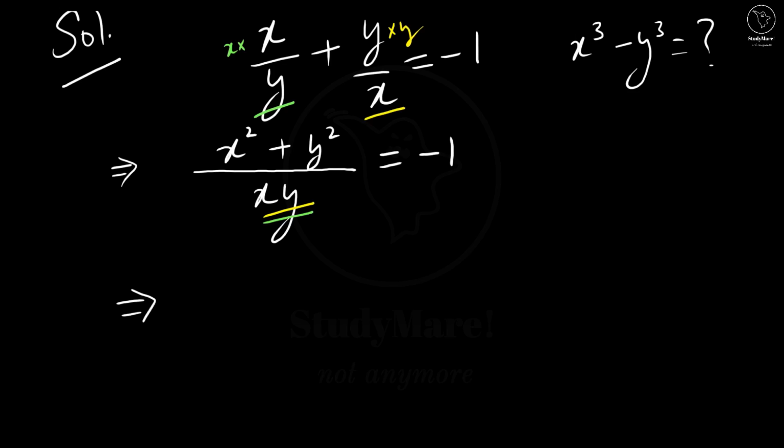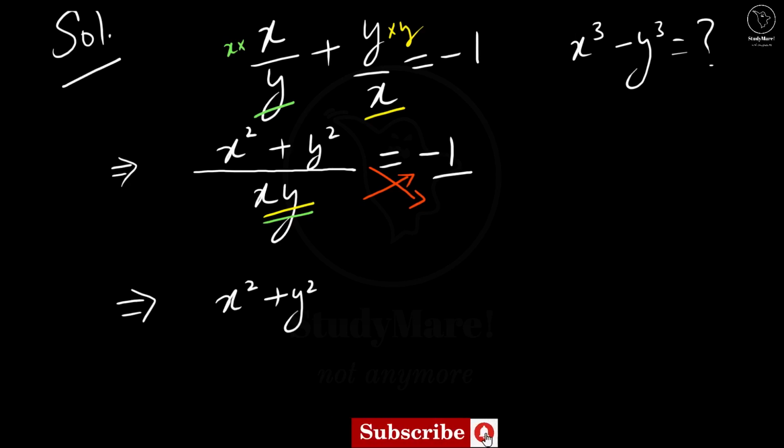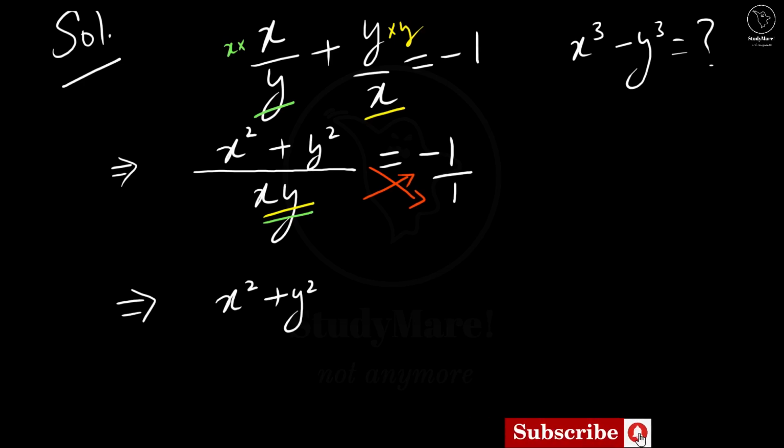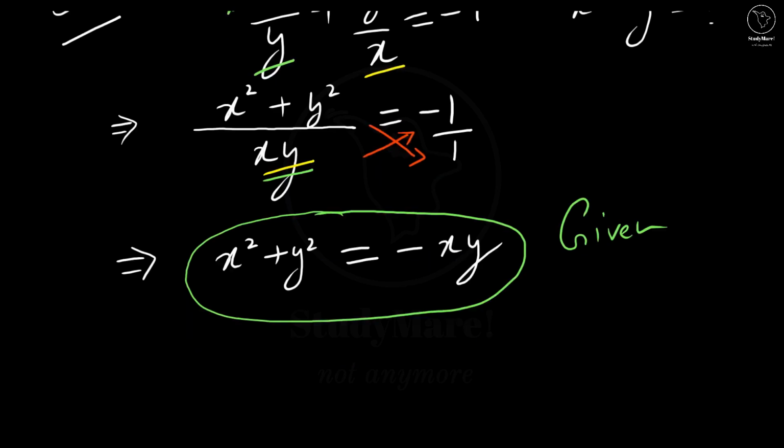This is equal to, we can do the cross multiplication. So we get x square plus y square, because when there is nothing, we can put it as 1, and 1 into x square plus y square is x square plus y square, which is equal to minus 1 into xy, which gives us minus xy. So here we have one equation, x square plus y square is equal to minus xy. This is given. We'll see how and where to use it.